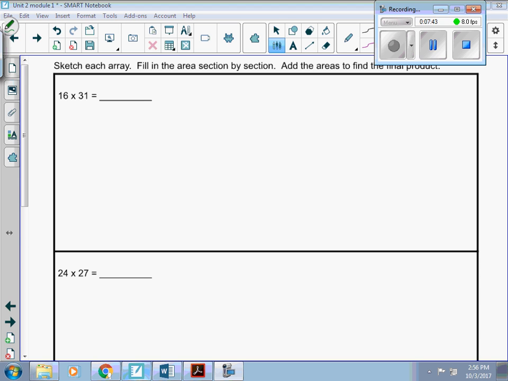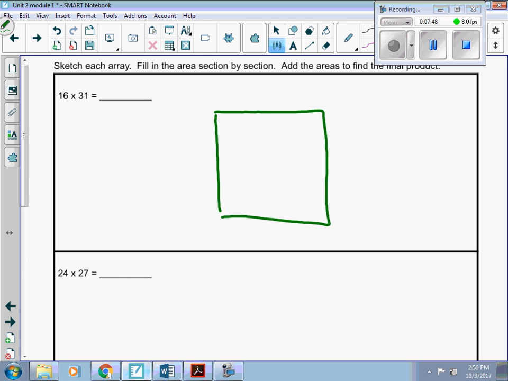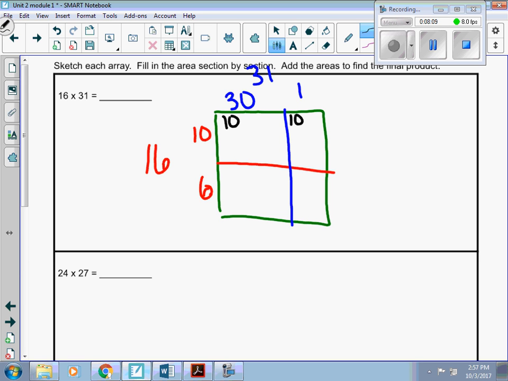Looking at the last page, I have 16 times 31. So 16 splits up into 10 and 6. And 31 has 3 in the tens place, so 30 and 1. Now I have tens on the top row, and on top of the first column is a 30, so 10 times 30 is 300. And on top of the second one is a 1, so 10 times 1 is 10.